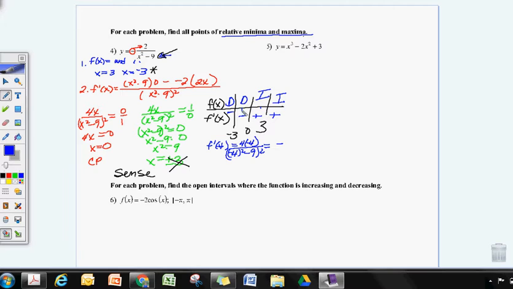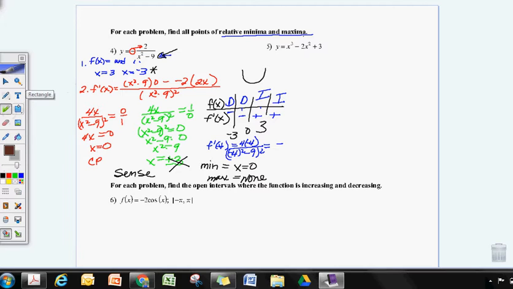Okay, so this one didn't alternate. The only spot that I could have a min or a max is right here where I go from decreasing to increasing. So my minimum value for this case would be at x equal to 0. My maximum, there's none. And that is that problem.